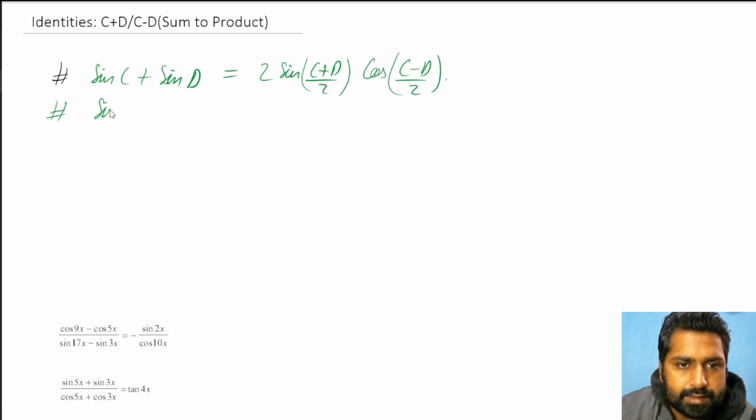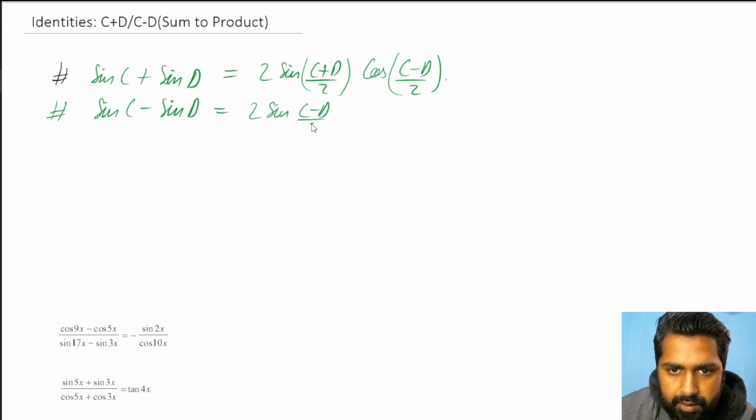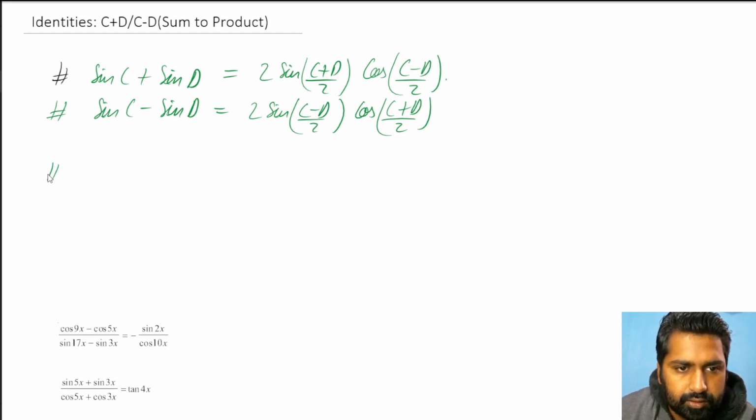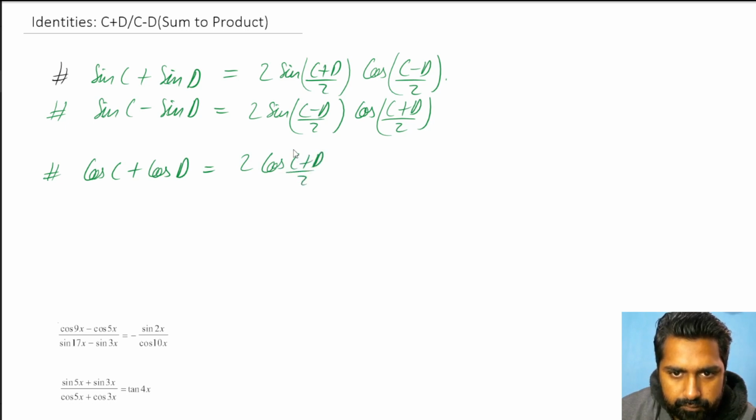Similarly, sine C minus sine D is 2 sine. Now this time subtraction is there, so do subtraction first: (C minus D) by 2, cos, reverse it, (C plus D) by 2. Same way we can do it with cos also. Cos C plus cos D is 2 cos (C plus D) by 2, cos (C minus D) by 2.